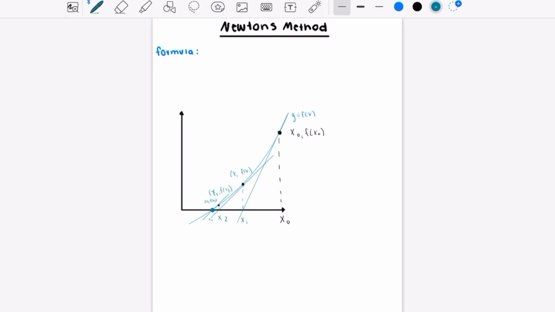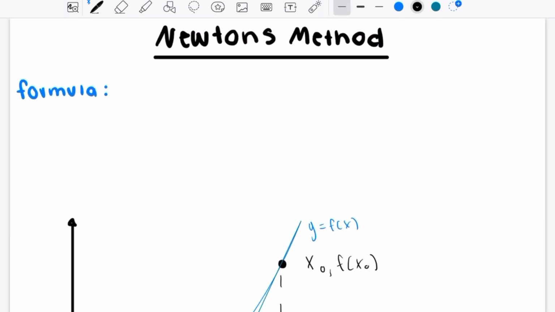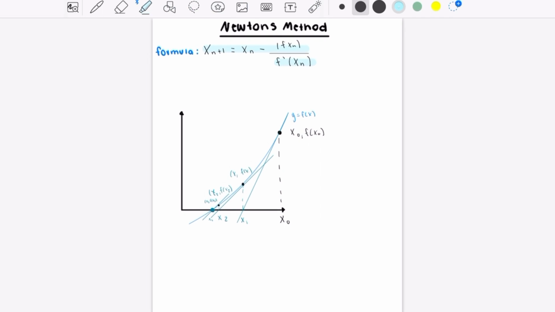Now, the formula for this is going to be x sub n plus 1 is equal to x sub n minus f of x sub n over f prime, or the derivative, of x sub n. And that is going to be the main formula for Newton's method.